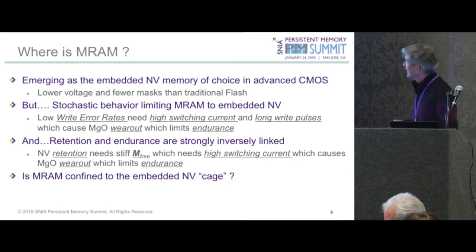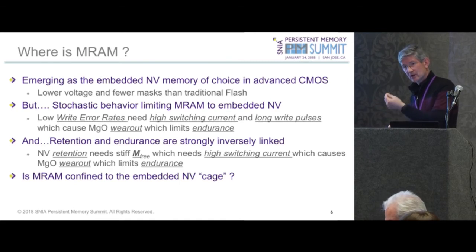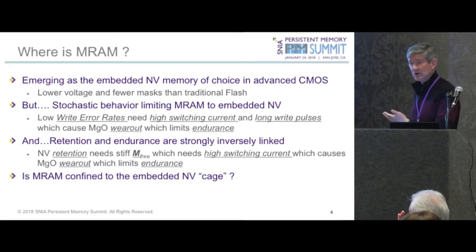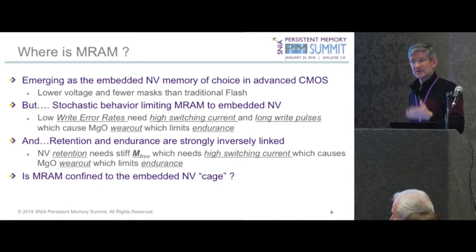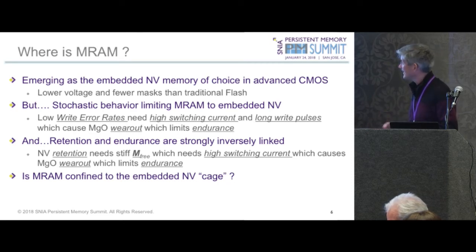It's stochastic. If you want to get low write error rates, you need to increase the voltage, increase the current through the device, but that leads to a wear-out mechanism in the thin oxide, so it reduces the endurance of the memory. Retention and endurance are strongly inversely linked. Retention requires a stiff magnetization vector in the free layer, but that means high switching currents are needed, which increase the wear-out mechanism in that magnesium oxide, limiting the endurance. So the question is: is MRAM confined to the embedded non-volatile cage?